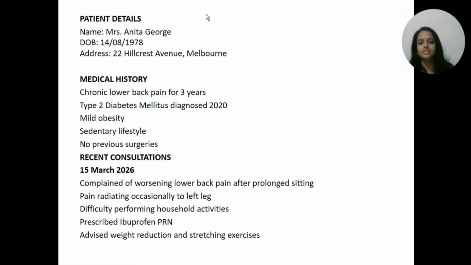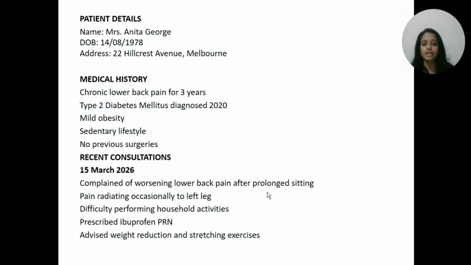So the patient details here: the name is given as Mrs. Anita George, date of birth 14/8/1978, address is 22 Hillcrest Avenue, Melbourne. The medical history: chronic lower back pain for 3 years, type 2 diabetes mellitus diagnosed 2020, mild obesity, sedentary lifestyle, no previous surgeries.